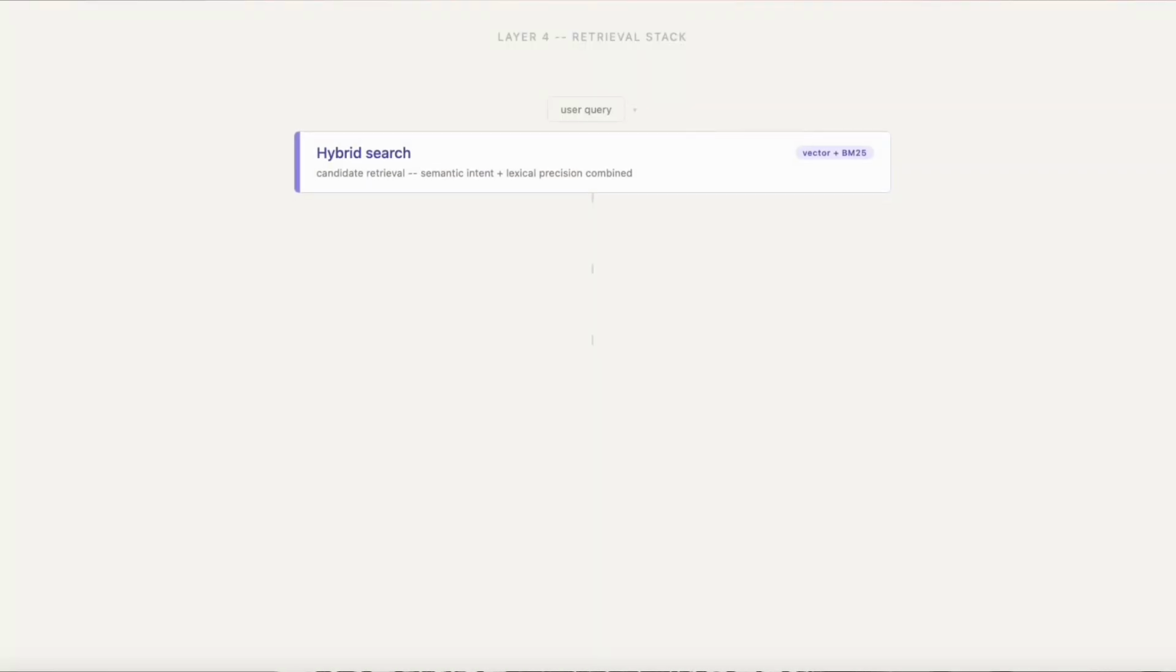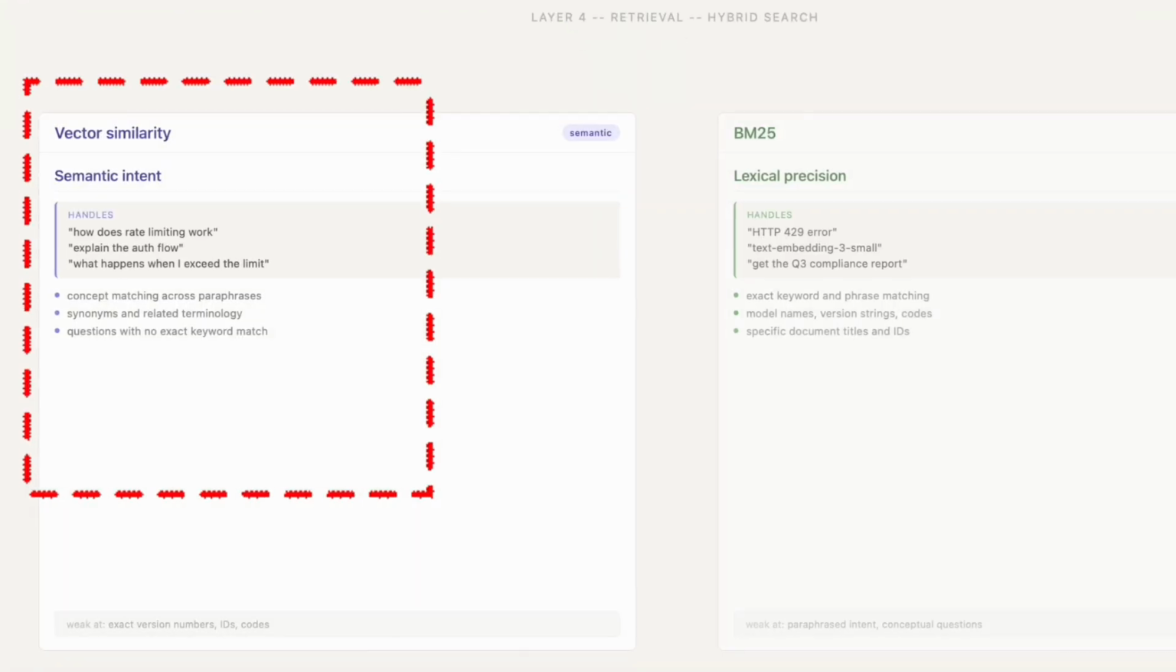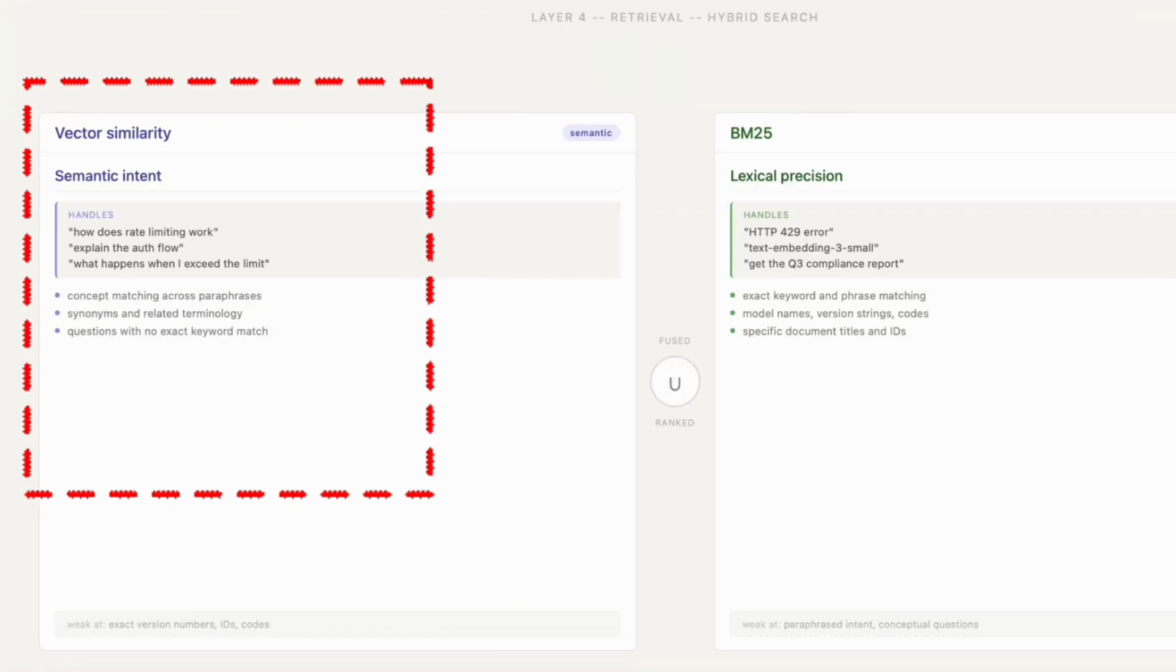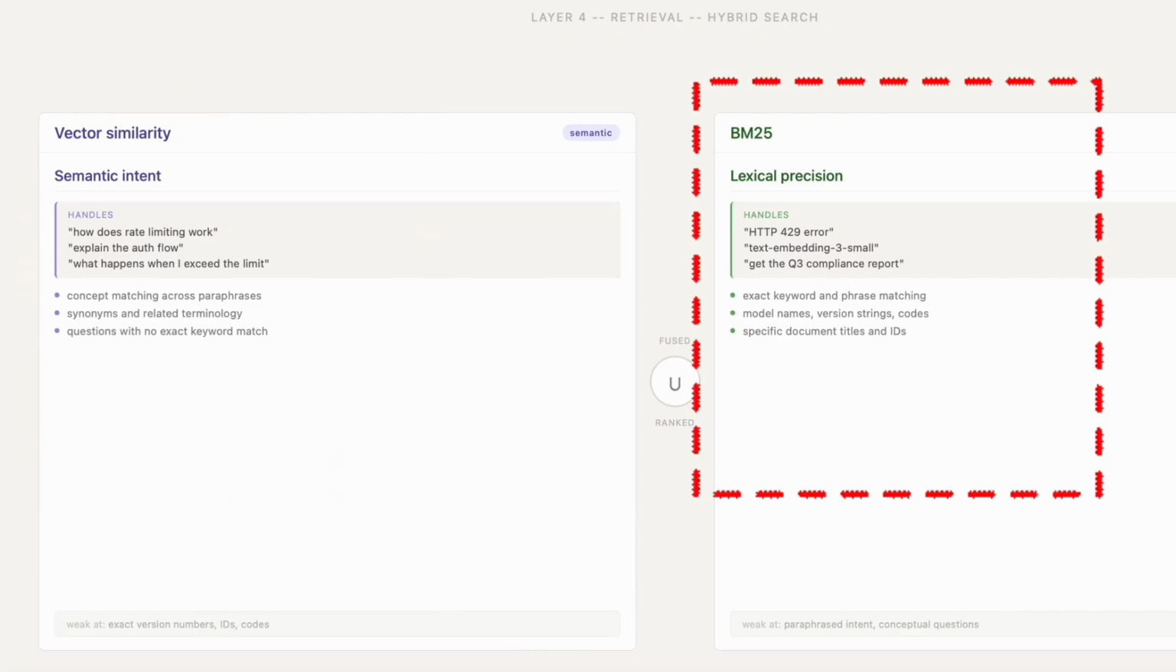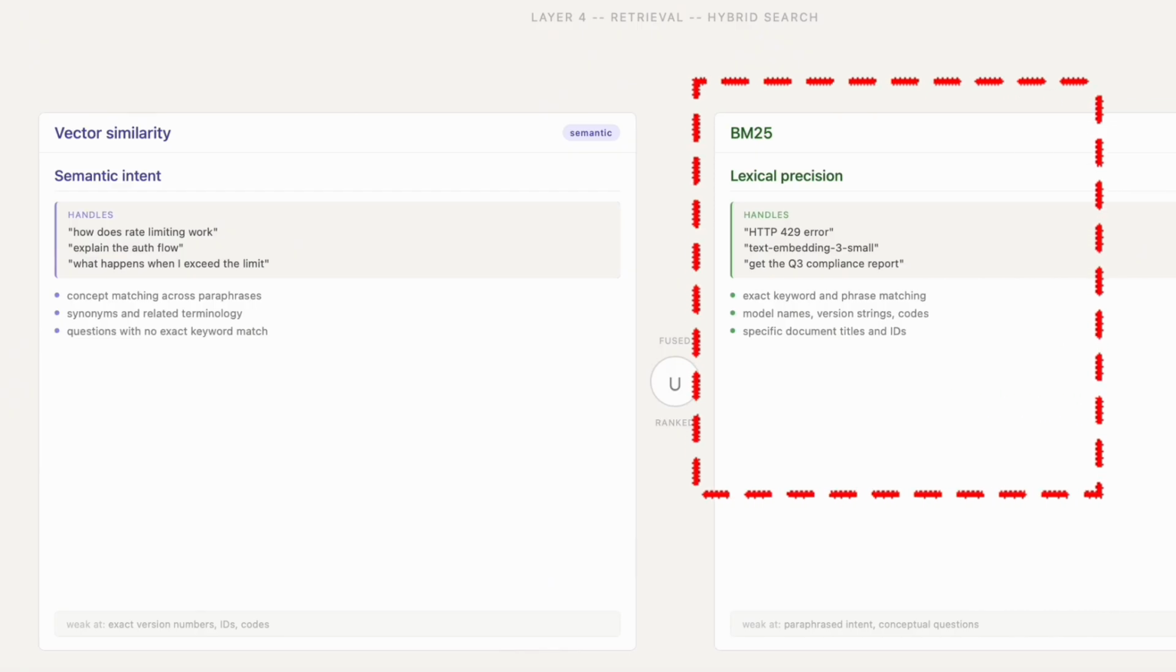So let's talk about what production retrieval actually looks like. The baseline is hybrid search. Vector similarity handles semantic intent. It finds content that means the same thing as the query, even when the wording is different. BM25 handles lexical precision: exact terms, product names, version numbers, acronyms. Neither alone is sufficient. Together, they cover the space.